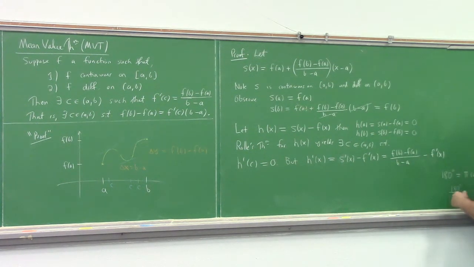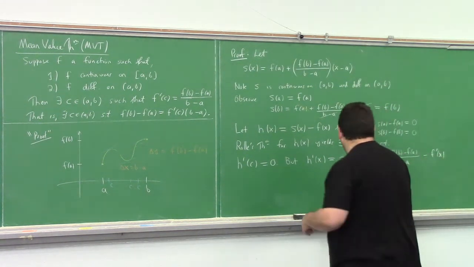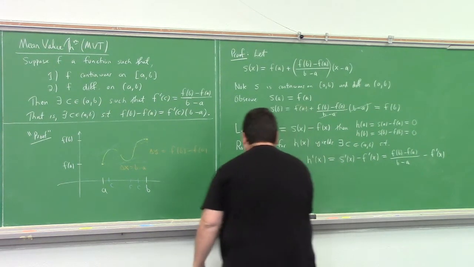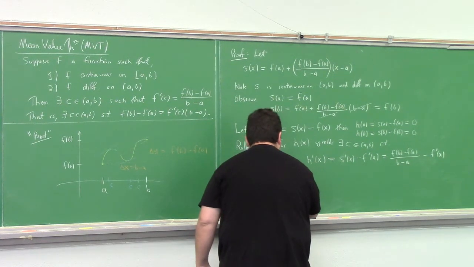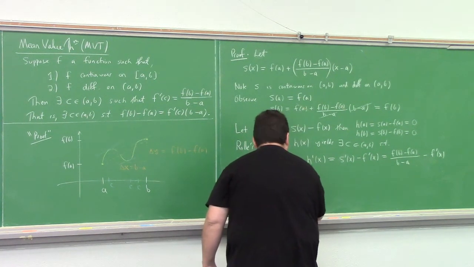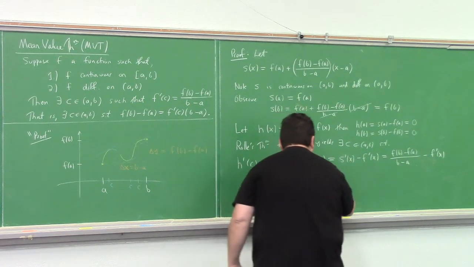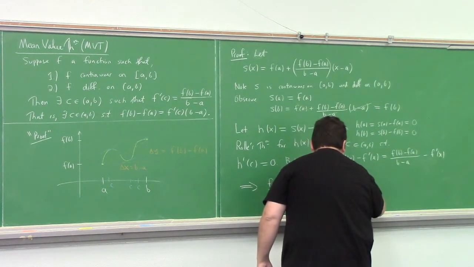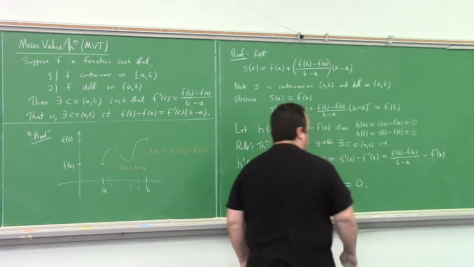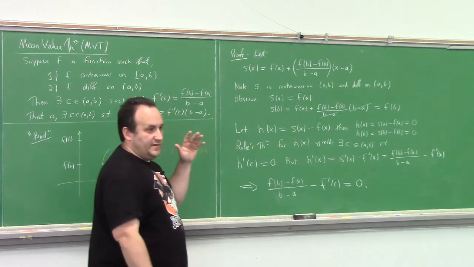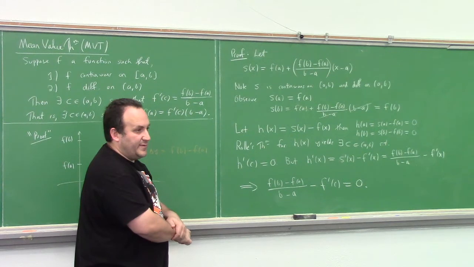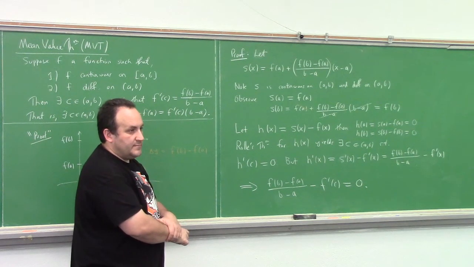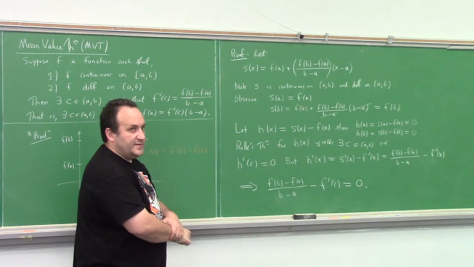So what does h prime of c equal to 0 tell us? It tells us that f of b minus f of a over b minus a minus f prime of c equals 0, right? But that implies exactly what the mean value theorem says, namely that f prime of c is equal to f of b minus f of a over b minus a. So this is the mean value theorem.